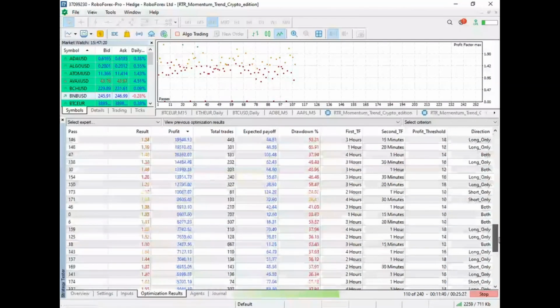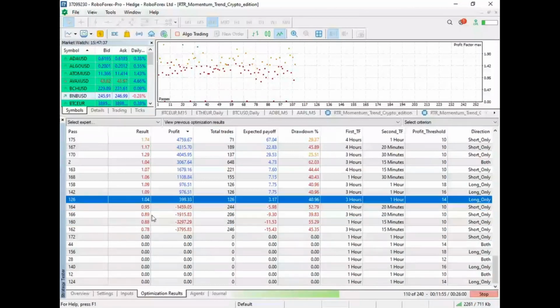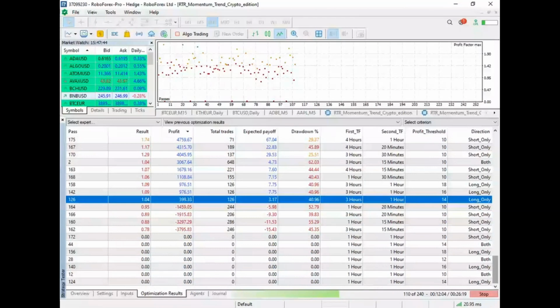Let's scroll to the bottom and see what's going on here. That's quite good because I scrolled right to the bottom and there have been 110 passes and there are only 4 negative results, which is good to see. When you do backtests and optimizations, you want to see that many combinations work, not just a handful.